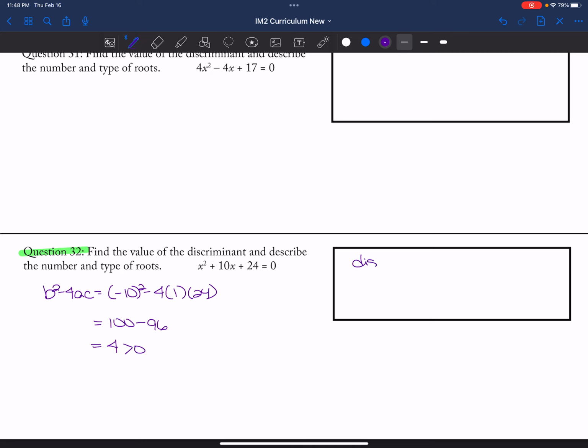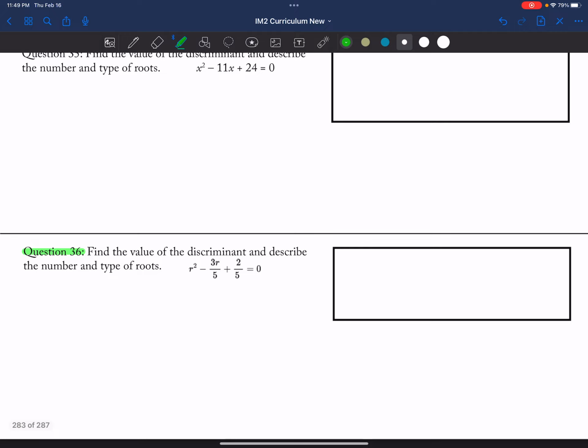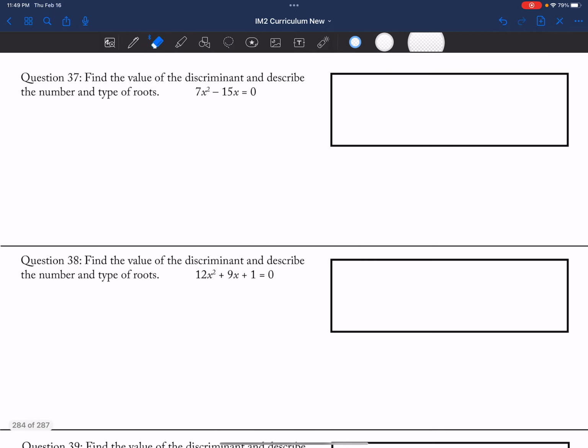So discriminant is 4. And because 4 is a perfect square, we have two rational solutions. So anytime you get a perfect square as my discriminant, you'll have two rational solutions. Okay, if what you get for the discriminant is not a perfect square, then it's an irrational solution. Okay, so I'm not going to do this guy.